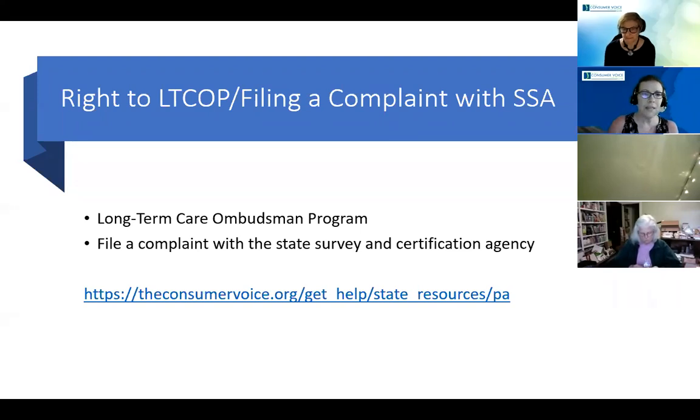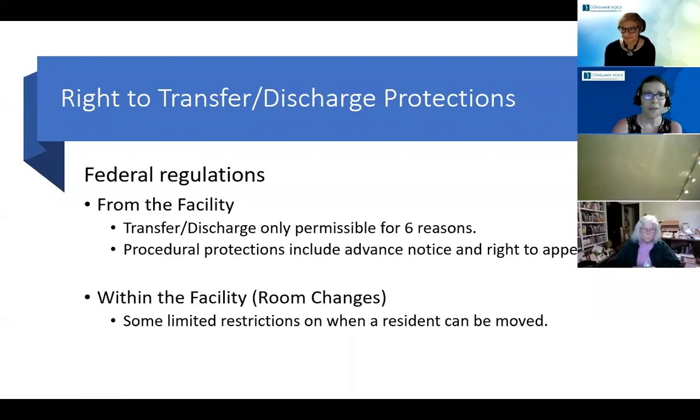And so there's a link on this slide and I'm sure you guys already have this information, but that should connect you to the specific information for Pennsylvania, where you can find the local Ombudsman Program and information for your state survey agency. So I will turn it back to Robyn.